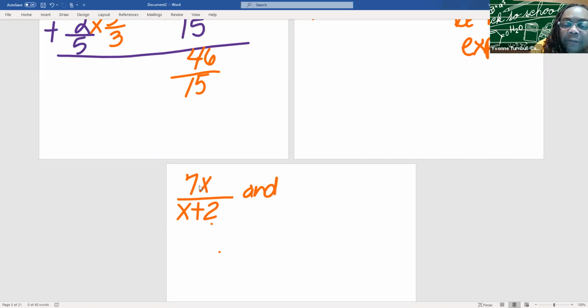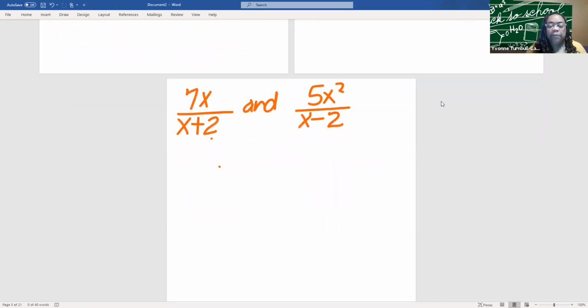5x squared over x minus. Okay, the question says to find the LCD for those two rational expressions. Now, I want you to pay attention closely and look at both denominators. One says x plus 2, the other one says x minus 2. Please take note.